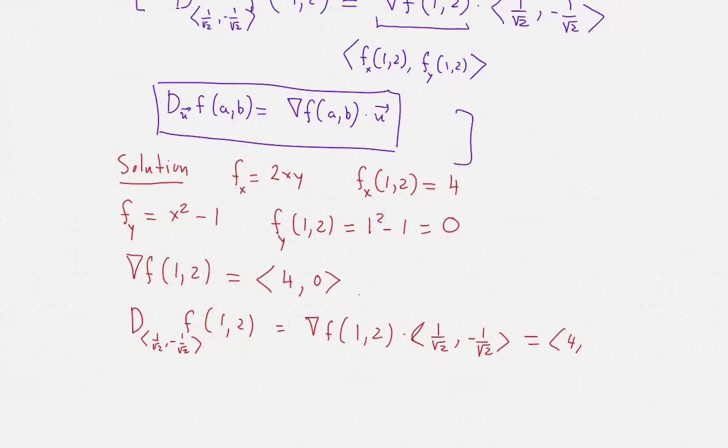And this, of course, is 4 over square root of 2. Okay, there's no need to do a cancellation here, but if one wants to do a cancellation, this is simply 2 square root of 2.